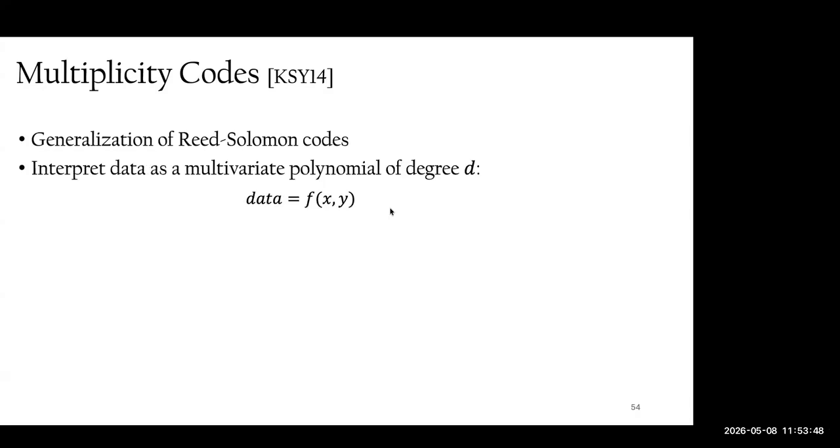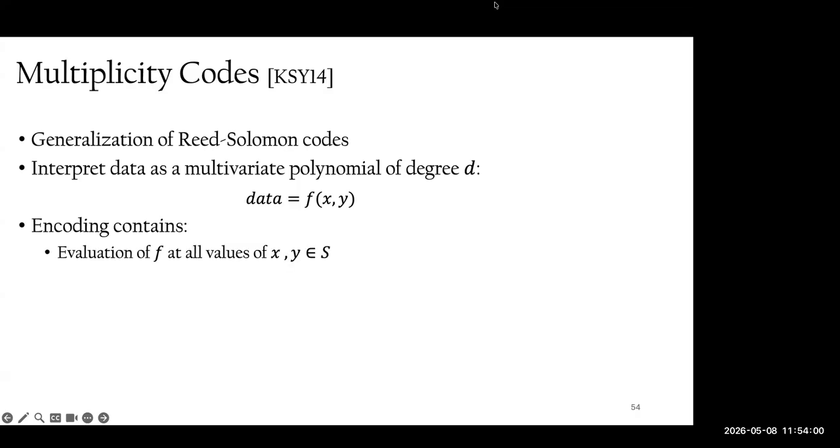So let me briefly tell you about multiplicity codes before we see our commitment. These codes are a generalization of Reed-Solomon and were proposed by Kopparty et al. in 2014. Here you interpret the data as a multivariate polynomial of some degree. So data is f(x, y); we'll think about bivariates for today. The encoding of the data contains the evaluations of f at a bunch of points, the same as Reed-Solomon.